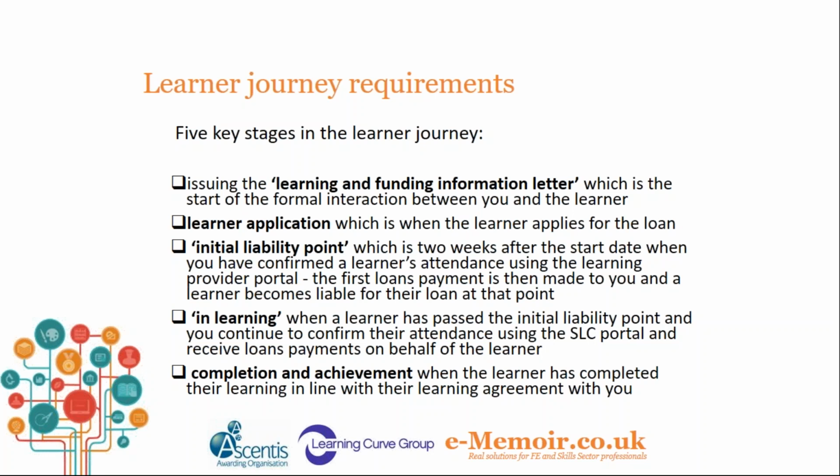The learner application then is the learner applies for the loan. The initial liability point, as I said, is after 2 weeks. The first loans payment is then made to you, but the learner then becomes liable for the loan at that point. Now, obviously, once they've passed the initial point, you've got to confirm their attendance using the student loans company portal, and then you get the payments back on behalf of the learner.